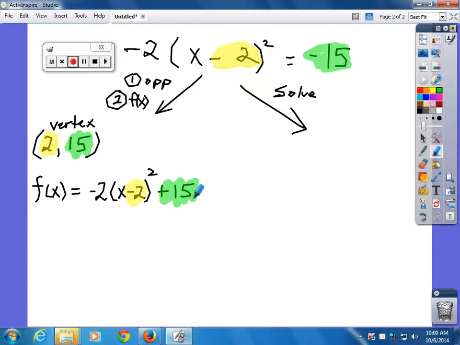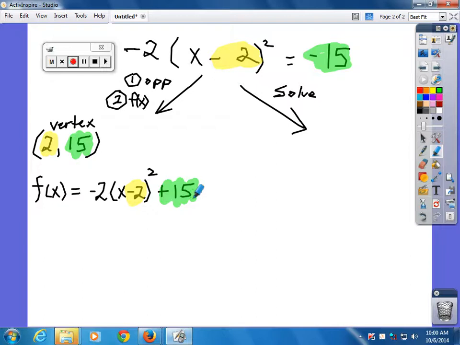It's very important that you remember that, because you may have some teachers that want you to put it in this form. And then you may have some teachers or tests or homework that says, what's the vertex? So those are the two forms of the vertex.